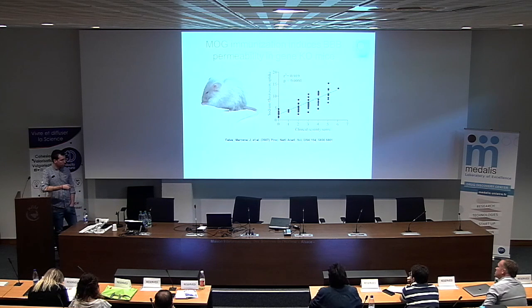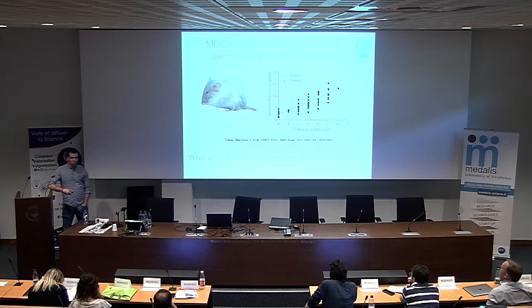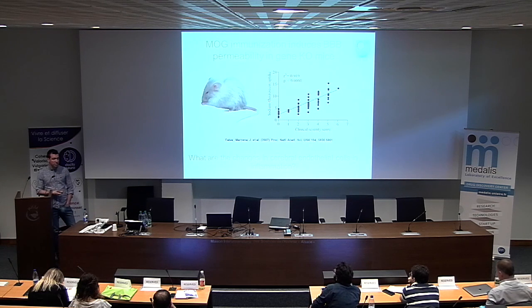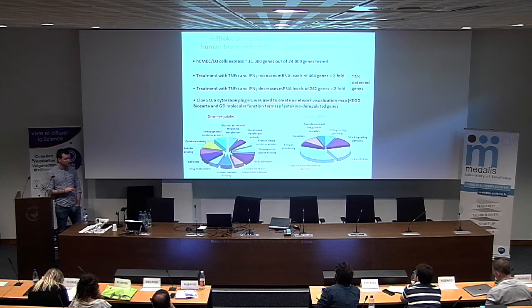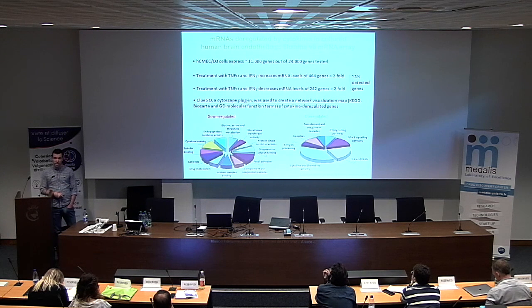So, given all this introduction, we ask ourselves: what are the changes in cerebral endothelial cells in inflammation that might be in charge of these phenotypic effects that we are looking at? For that, a previous PhD student before me did a microarray study using a blood-brain barrier in vitro model, the human brain endothelial cells, which I'm now going to refer to as D3 cells, and challenged them with a pro-inflammatory challenge using TNF-alpha and interferon gamma.